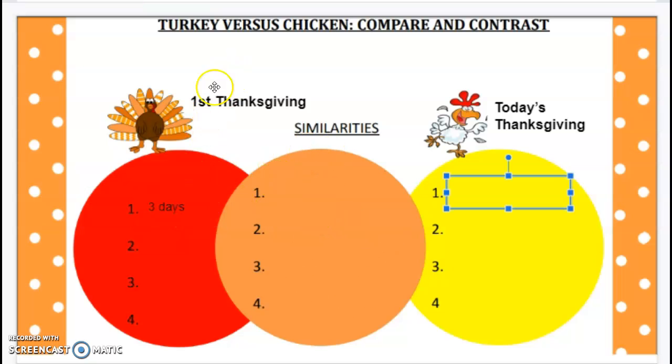Here on the left, we're going to write our differences for the very first Thanksgiving. On the right, we're going to write our differences for today's Thanksgiving, and in the middle, we will write the similarities. I've typed one here already.